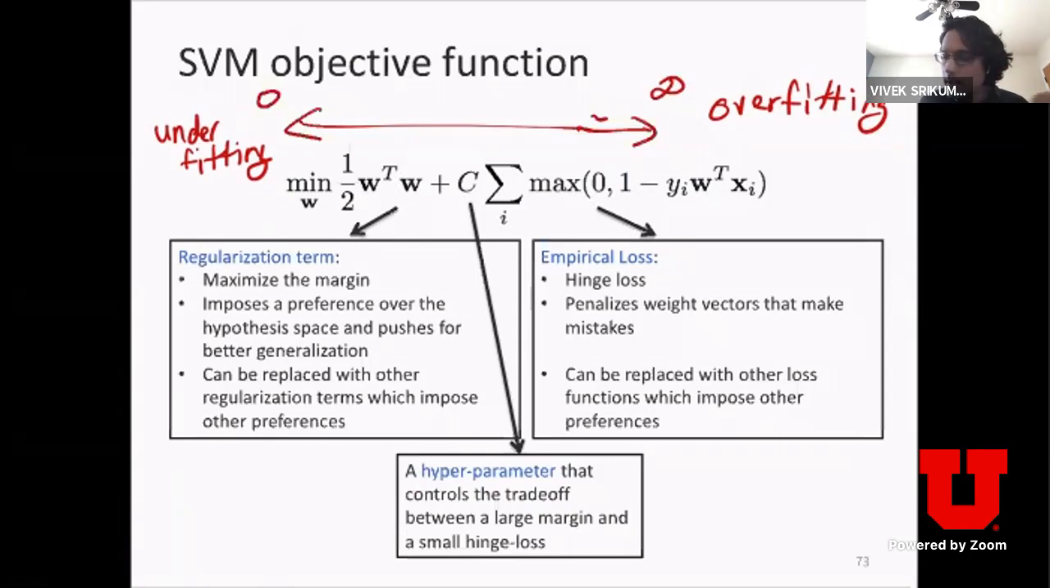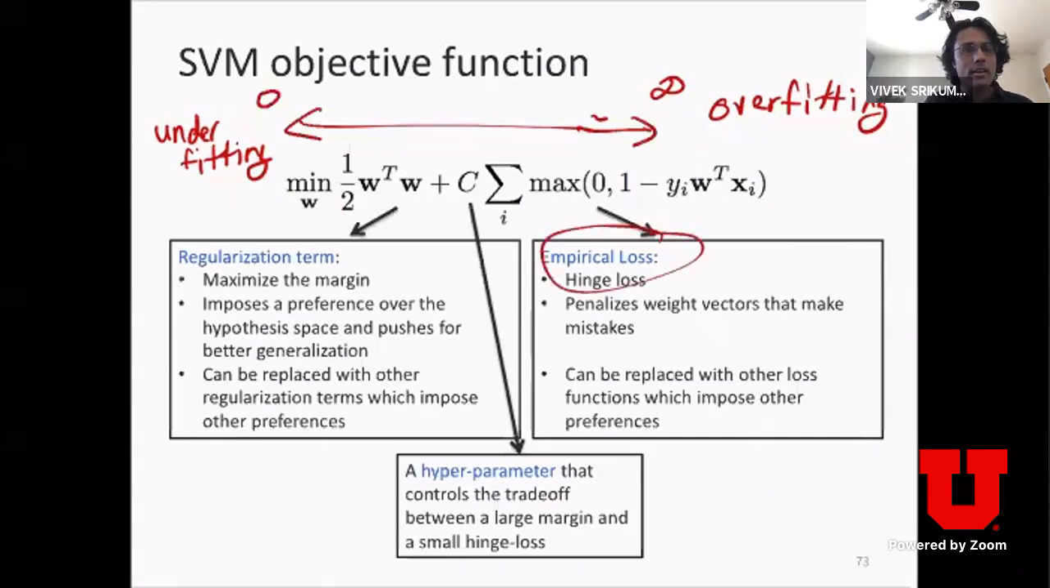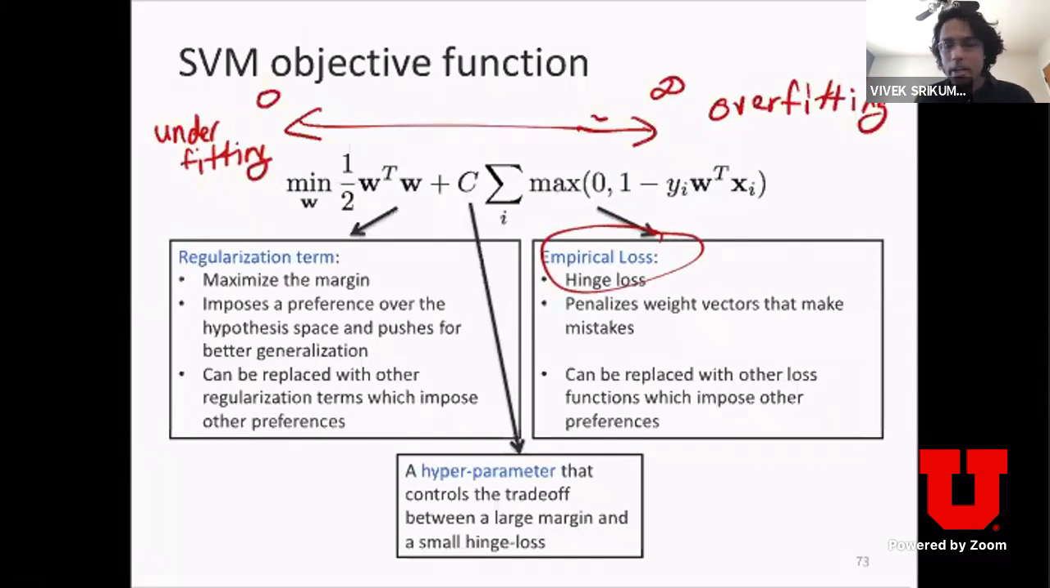What we want is a sweet spot. And of course, C being negative does not even make sense, because that means that every time this loss is high, we gain points. So C is always going to be positive. So what this means is we want to find a sweet spot somewhere in between. We don't know where. We want a C that controls the trade-off between a large margin, which is high generalization, and a small hinge loss, which prevents underfitting. So we want the best of both worlds.